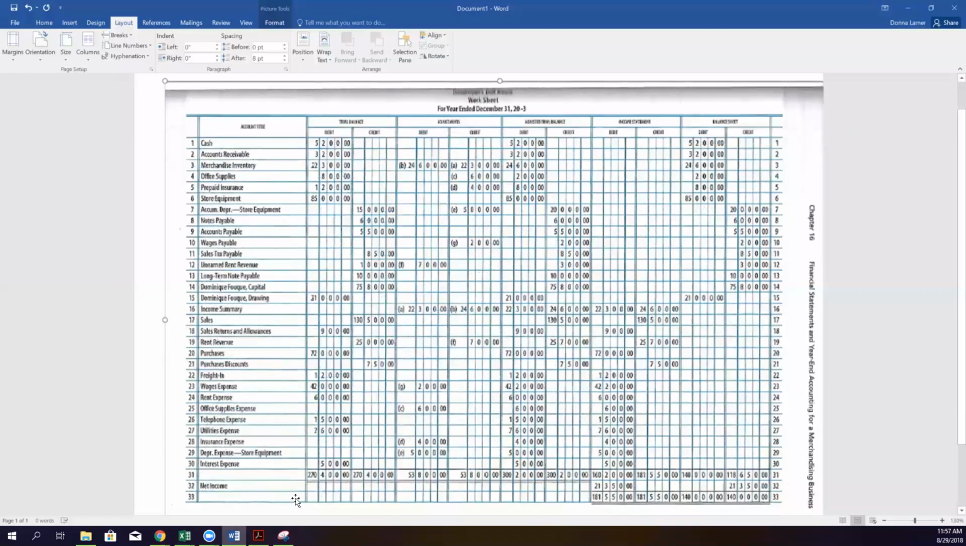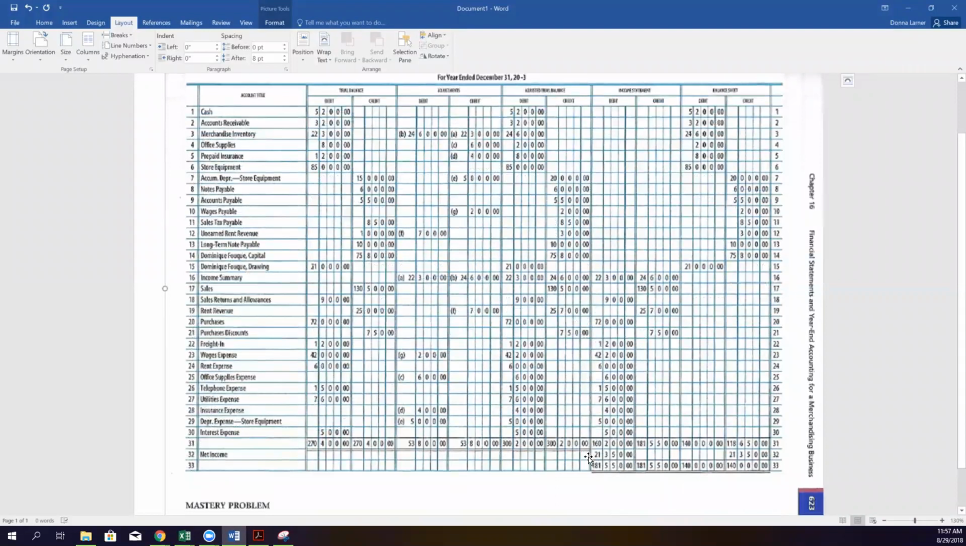The bottom of the worksheet has net income on it. So you'll have a good double check for yourself that if you get your income statement done and you show a net income of $21,350, you've got the right amount.